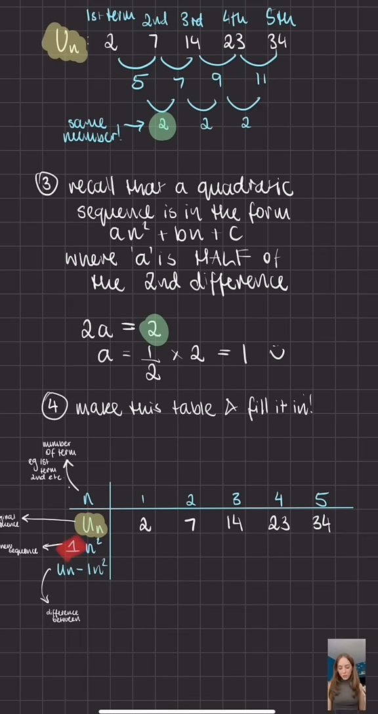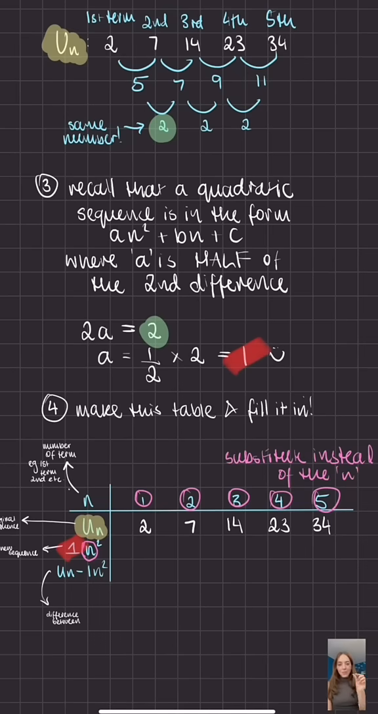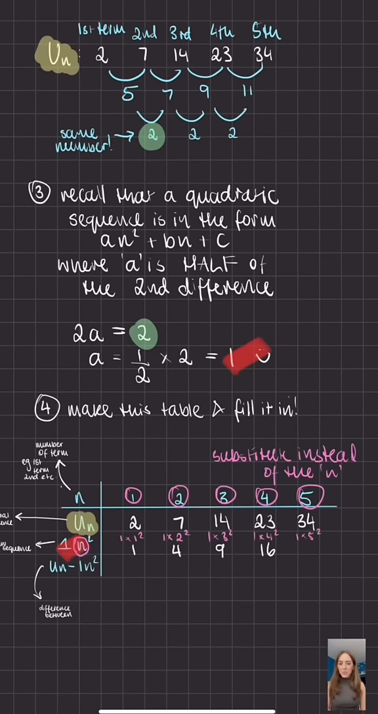In the next row, we're going to find a new sequence called 1n squared. We take the n and replace it with the number of each term and fill that in underneath the sequence un. So for example, substituting 1, because that's the number for the first term, 1n squared is going to be 1, 1 times 2 squared is going to be 4, 1 times 3 squared is going to be 9, 1 times 4 squared is going to be 16, and 1 times 5 squared is going to be 25.